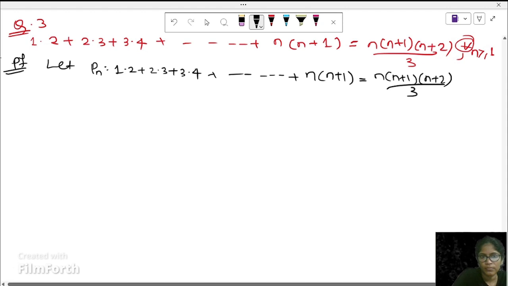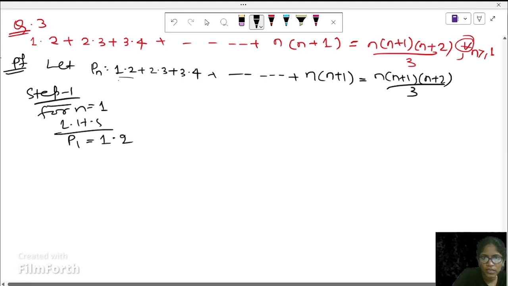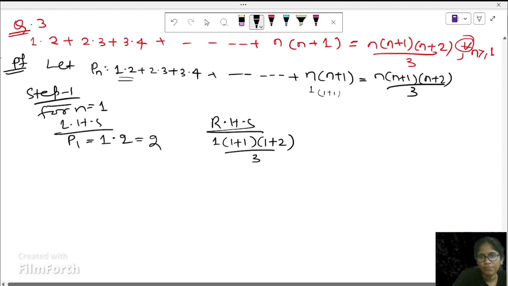By step 1, for n is equal to 1, left hand side of P1 is equal to 1 into 2. Putting n equal to 1, 1 into 1 plus 1, which is equal to 1 into 2, which is equal to 2. Right hand side is equal to 1 into 1 plus 1 into 1 plus 2 by 3, which is 1 into 2, as 3 cancels. Since left hand side is equal to right hand side, P1 is true.